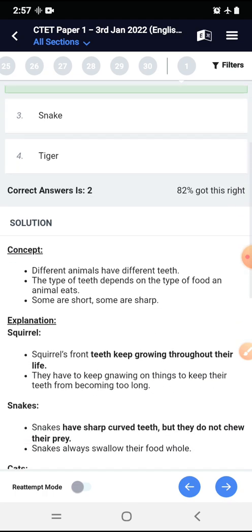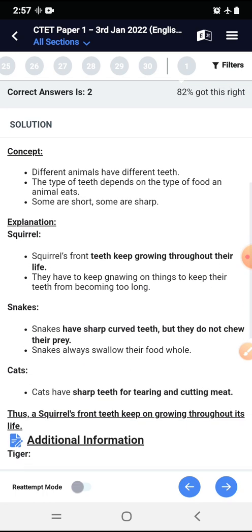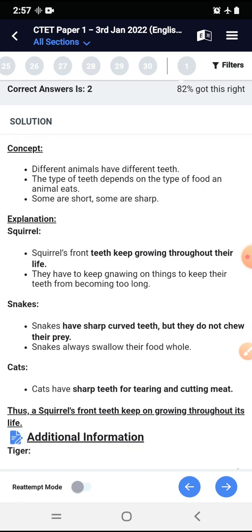Squirrel. Concept. Different animals have different teeth. The type of teeth depends on the type of food an animal eats. So, requirement of the food habits. The teeth are in the shape of whatever the food is consumed by that particular animal. Some are short and some are sharp.